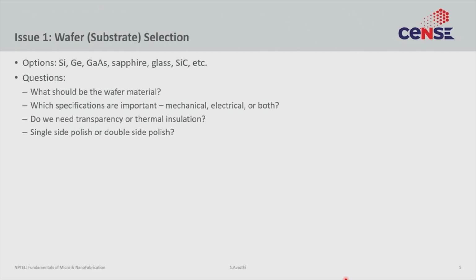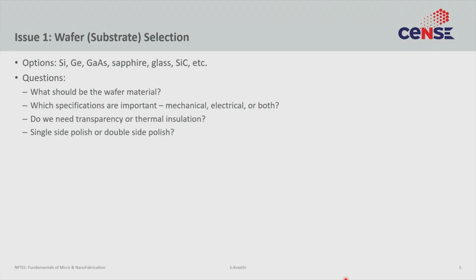Do you need transparency? If for some reason you need transparency, then you have to think of it upfront, right? So silicon carbide and sapphire are often transparent. Silicon is not, at least not to visible light. Do you need thermal insulation? If you're making a very high power device, then thermal conductivity is hugely important.